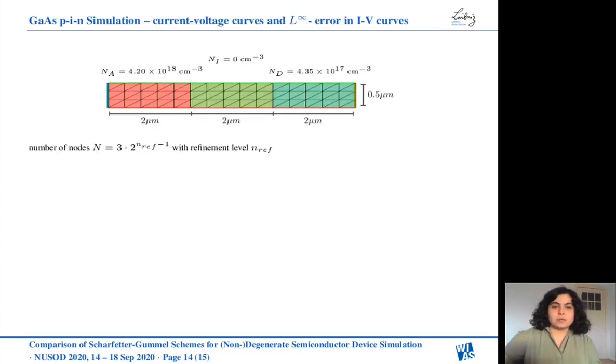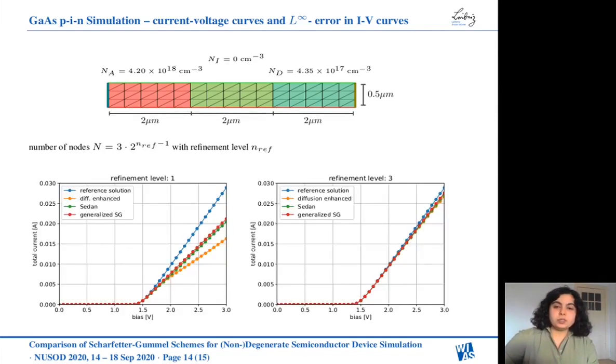So in the last step of comparison, we simulated a gallium arsenide pin device in the degenerated case. And we have n nodes dependent on a refinement level for each region. And we considered the stationary drift diffusion model with homogeneous Dirichlet-Neumann boundary conditions. The computed total currents for refinement level 1 and 3 are depicted here dependent on the applied voltage.